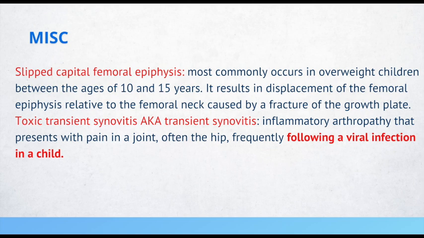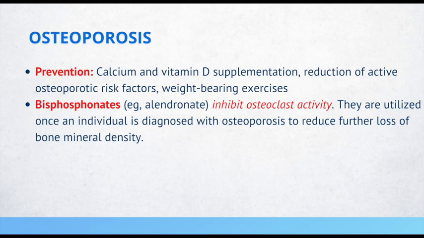So, a little more on osteoporosis. We can prevent this condition by giving calcium and vitamin D supplementation, reduction of active osteoporotic risk factors, and weight-bearing exercises. So remember, risk factors for osteoporosis that you can actually change, or that are modifiable, include smoking. However, you can't really do anything about the patient's age. And another major risk factor is low BMI. So we can probably implement a diet or different factors that could correct that in a healthy manner.